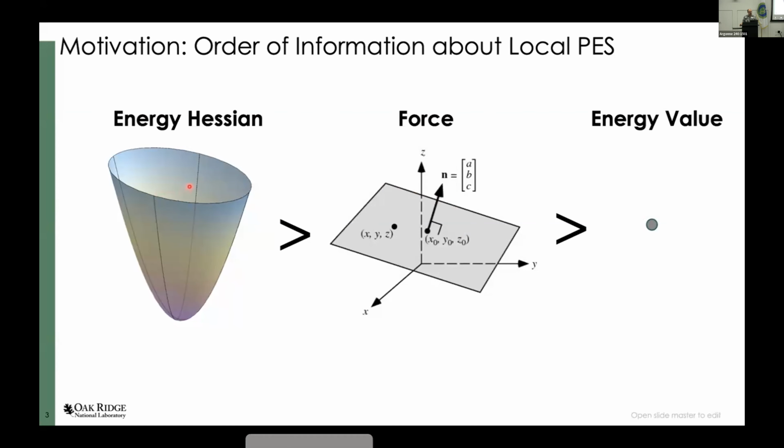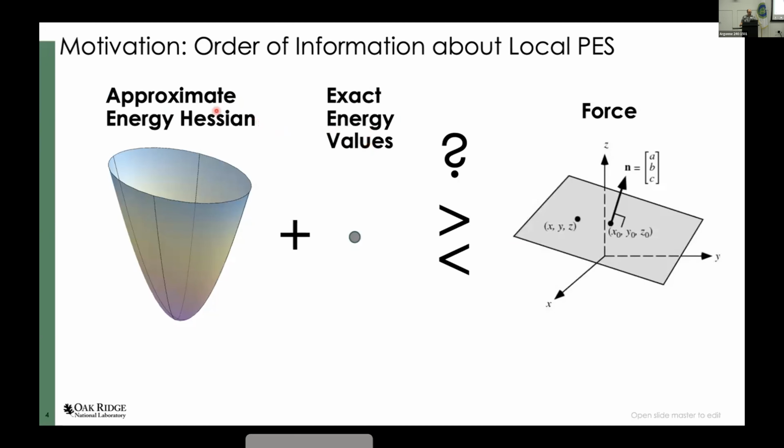But higher order information is embedded in the Hessian, right? So if you could get full information about the Hessian, you might be able to get to your relaxed structure faster, in fewer calculations than with the force, because you are in a more information-rich environment. Okay, but I said I'm mixing the energy Hessian information with energy value information, and particularly not an exact energy Hessian, but an approximate one. So on one hand, you have an energy Hessian that contains approximately the right information. You combine this with energy values, and you're left with the question: is this better or worse than using forces?